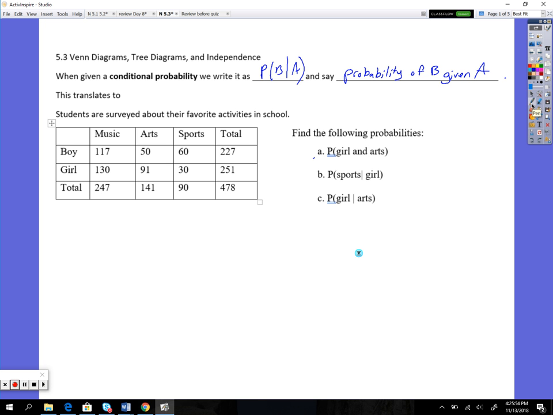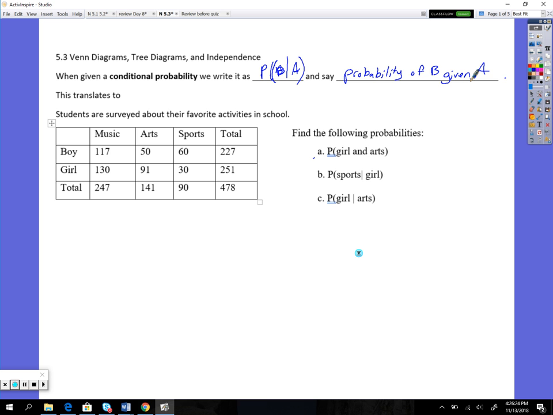So the first thing we'll talk about are conditional probabilities. We have seen problems like this before, but we just haven't seen them written in this fashion. A conditional probability is written as the probability of, and let's say we had two events, A and B. So this is saying the probability of B given, so this little bar here is our given, given that A has occurred. And that's sort of how we translate that verbally. Probability of B given A.